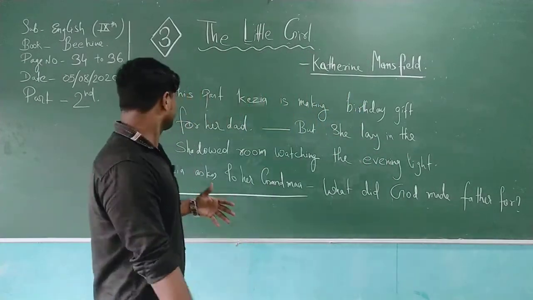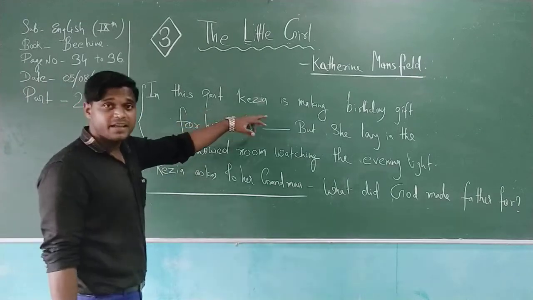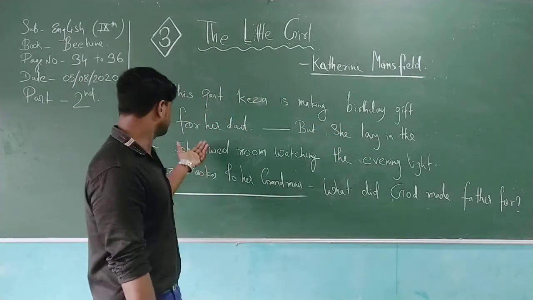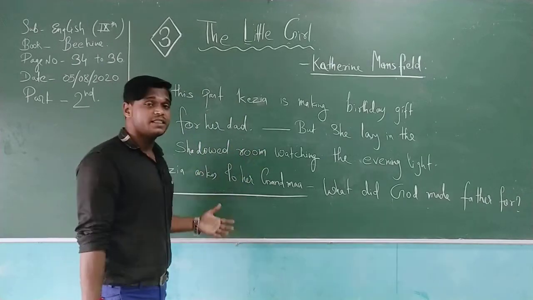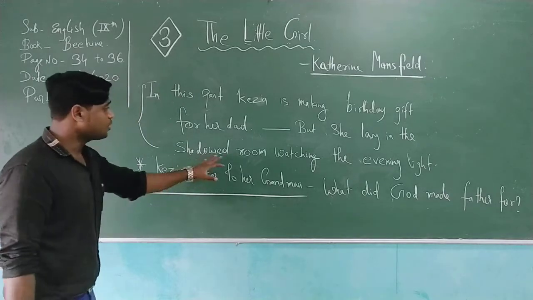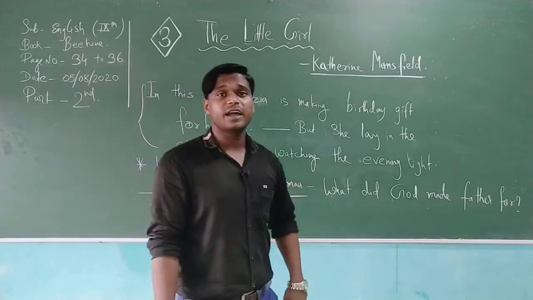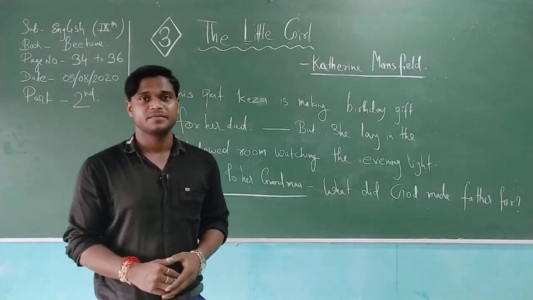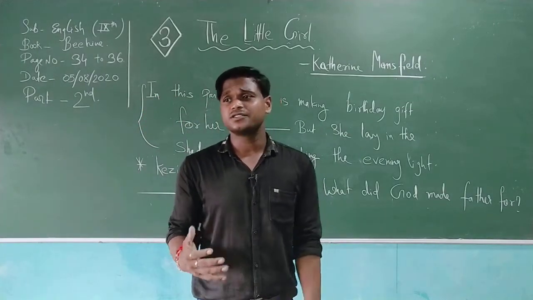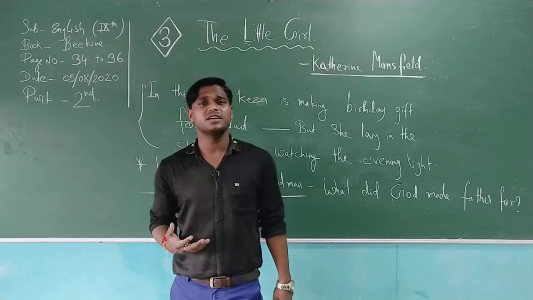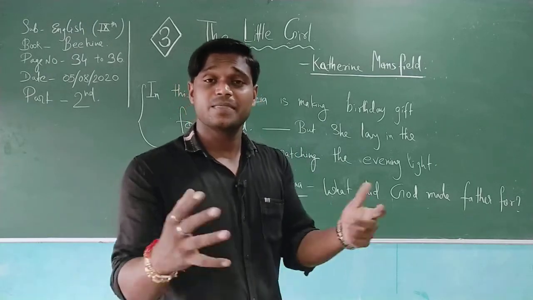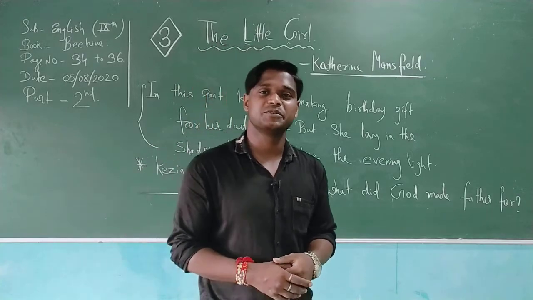See my dear students, in this part, Kezia is making a birthday gift for her dad, but she lies in the evening dark with shadowed sadness, in a shadowed room, watching the evening light. Why did this happen? If everything was going well, why was she feeling so insecure? What was the reason behind that? We should discuss that in this part number 2.